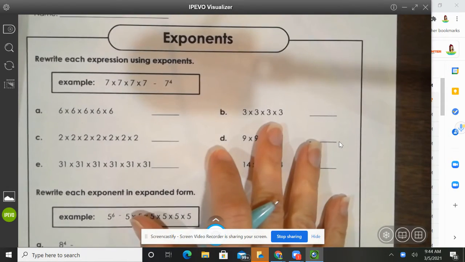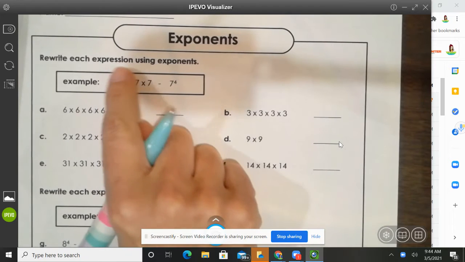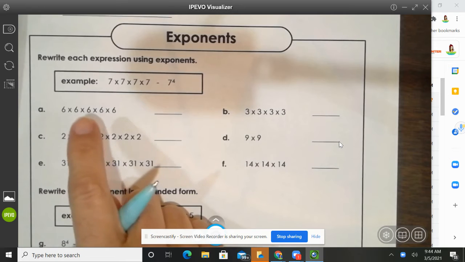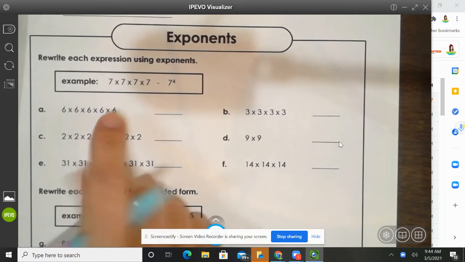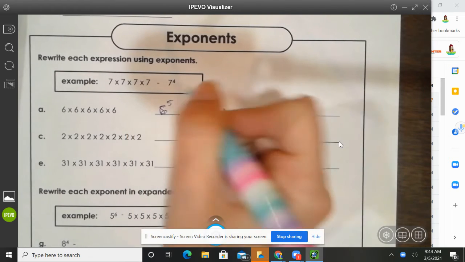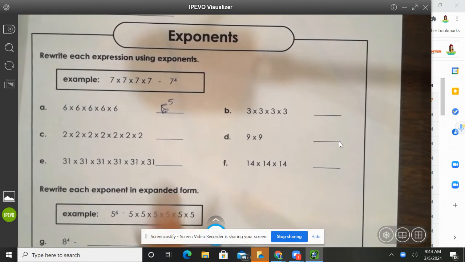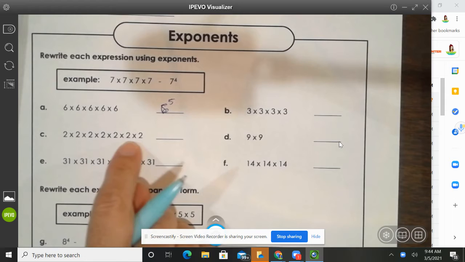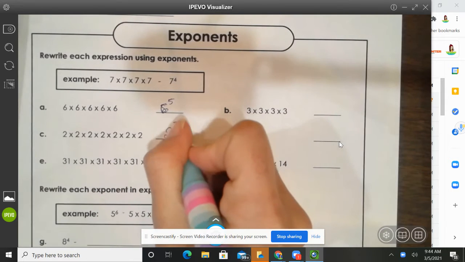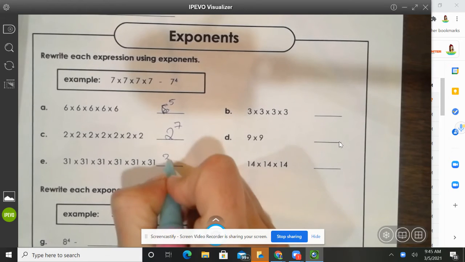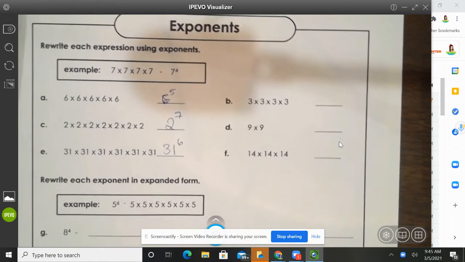More examples. It says, write each expression using exponents. All right, that's the example here. We count how many 6's there are: 1, 2, 3, 4, 5. So that is 5. That's 6 to the 5th power. See, I can make mistakes too, right? So you have to be careful here. Which one is the base? Which one is the exponent? 1, 2, 3, 4, 5, 6, 7. 2 to the 7th power. 1, 2, 3, 4, 5, 6. 31 to the 6th power, and so on.